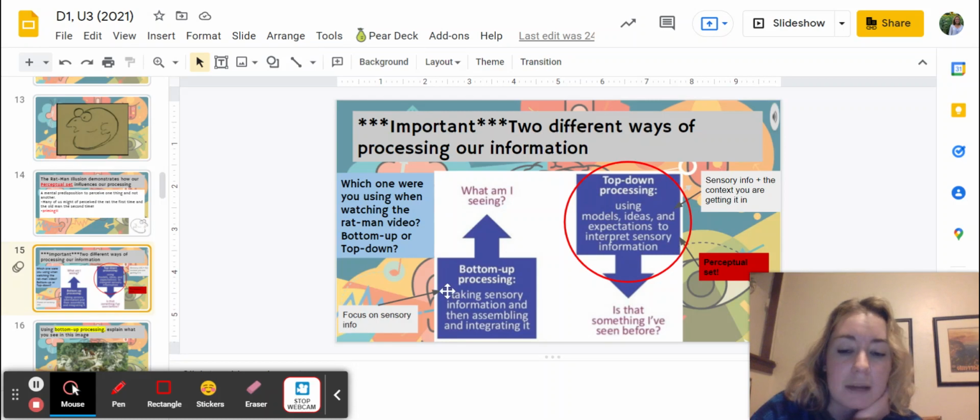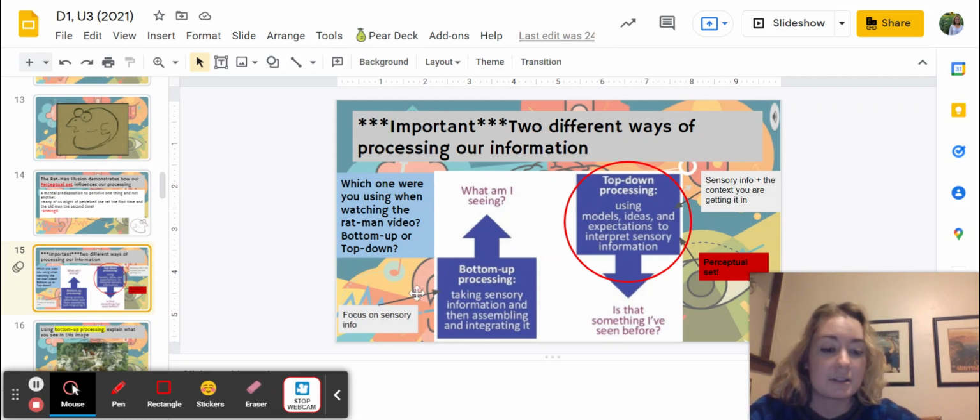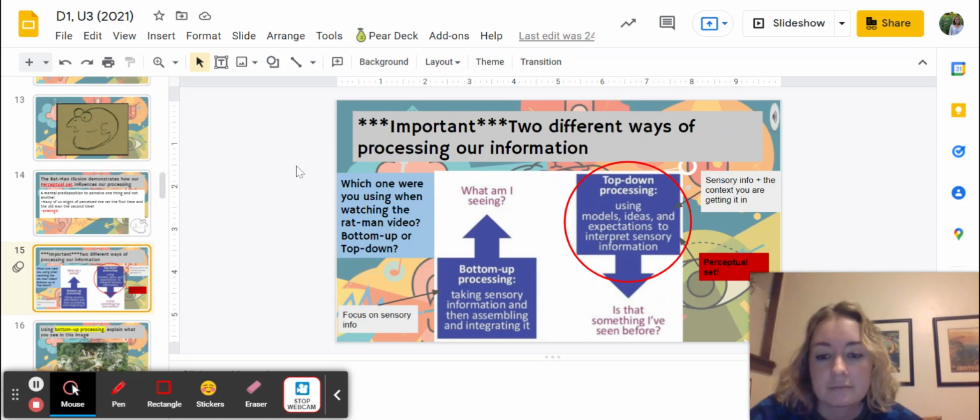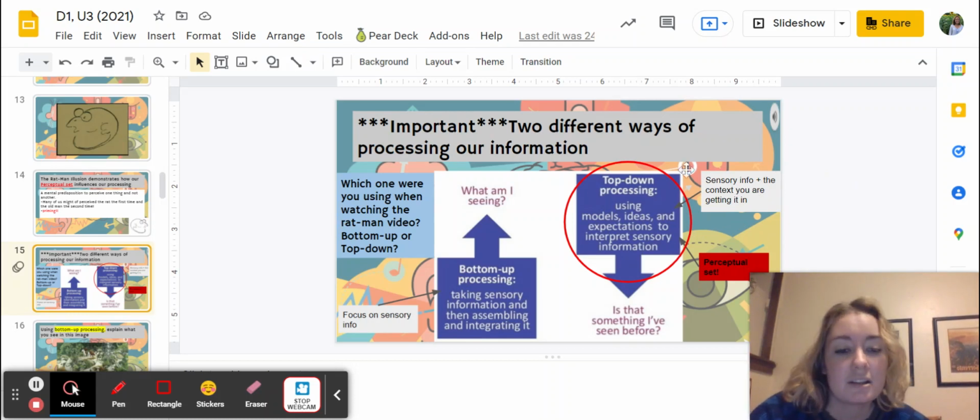So again, bottom up is focusing on just the sensory info itself at face value. Top down is taking in the sensory info and also considering the context in which you are getting it and comparing it to things you already know. So Ratman is very much top down processing.